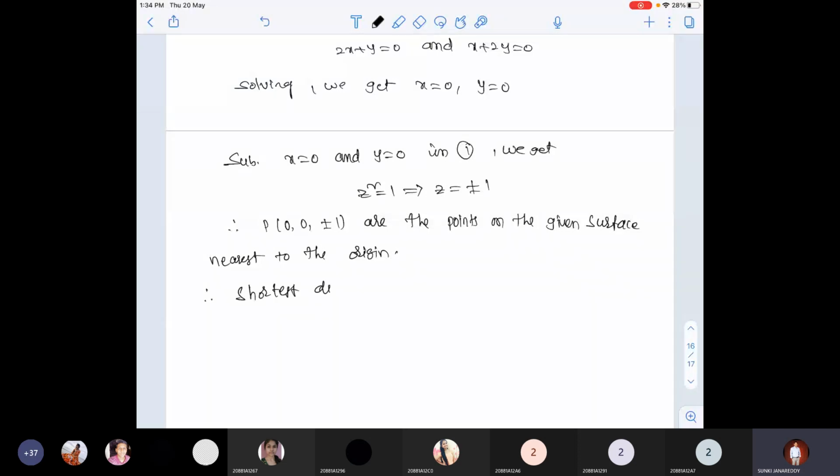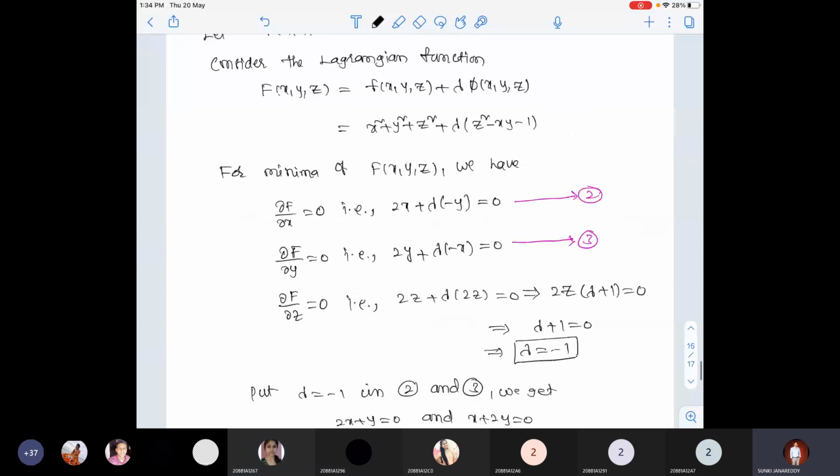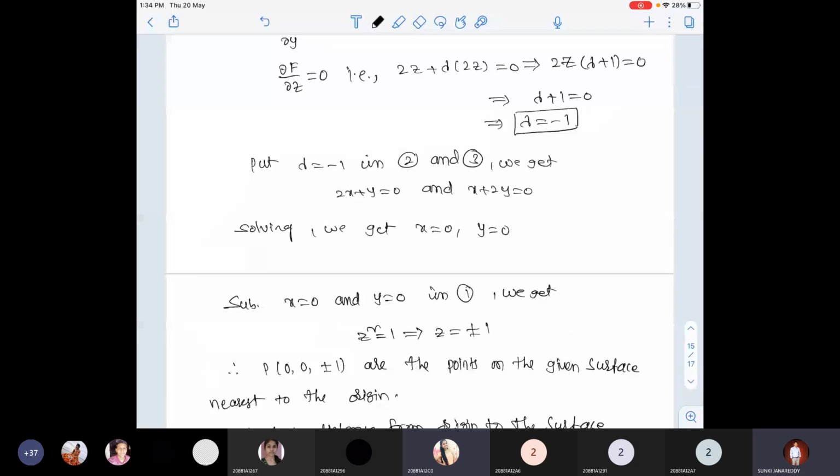Therefore, the shortest distance from the origin to the surface is equal to OP, that is the square root of 0 plus 0 plus plus or minus 1 whole square, which is equal to 1. I think you understood. Yes or no? All of you okay now? That is how to find the minima.